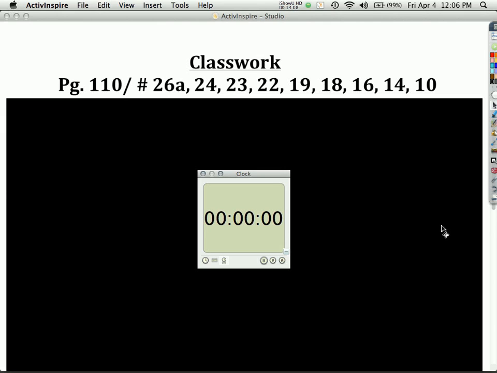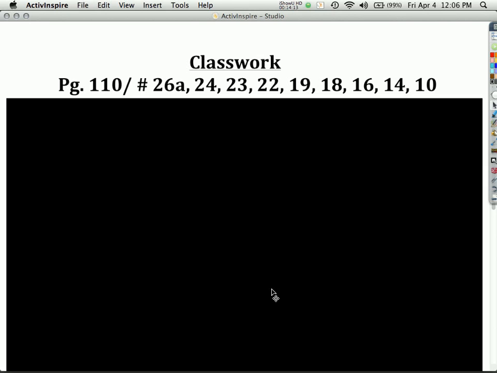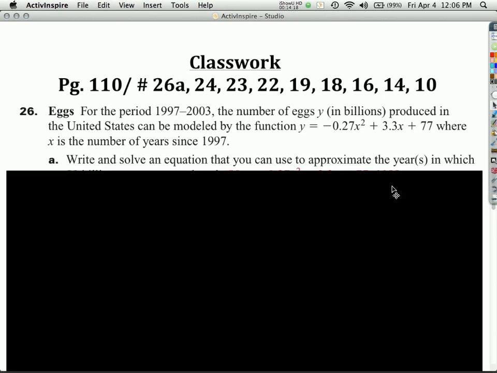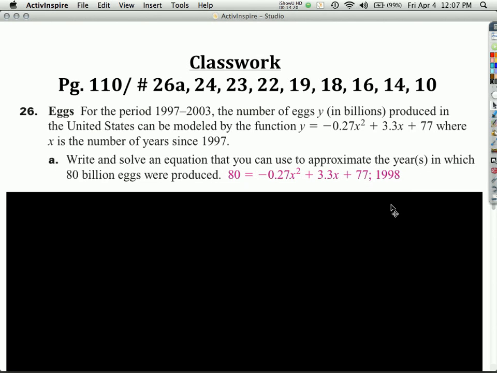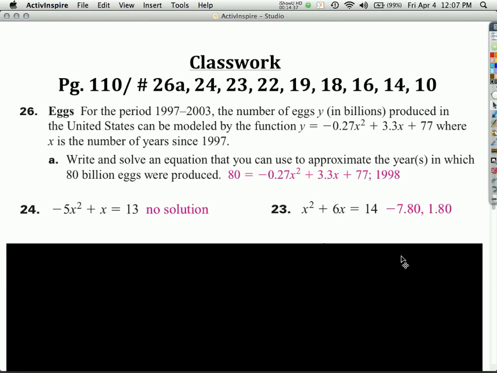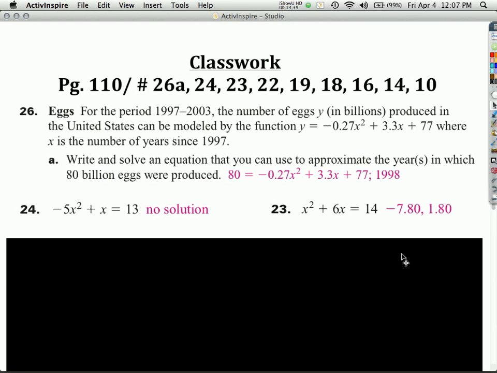Pick up the colored pens. Let's see how we're doing with all of the different methods and now including quadratic formula. 26A. The equation you were asked to set up was the same equation except instead of a y you put an 80. When you solve the equation, you basically get the answer of 1, and you add 1 to 1997, and you get 1998. For 24, there is no solution. 23, negative 7.8 and 1.8.